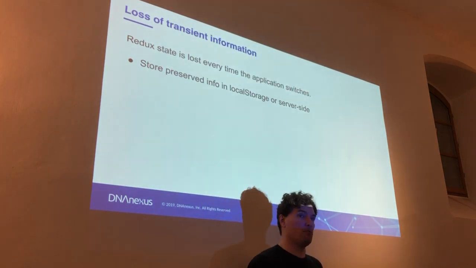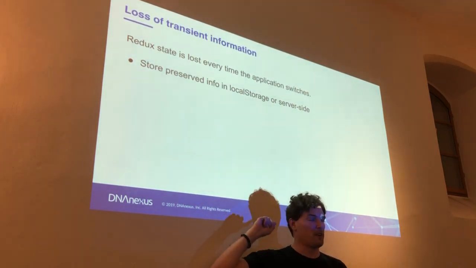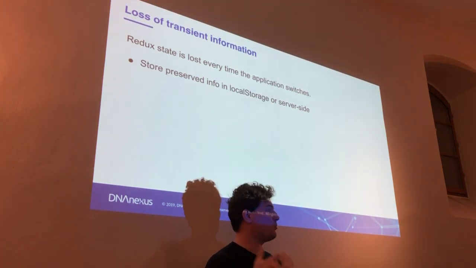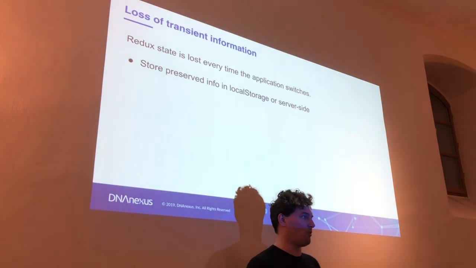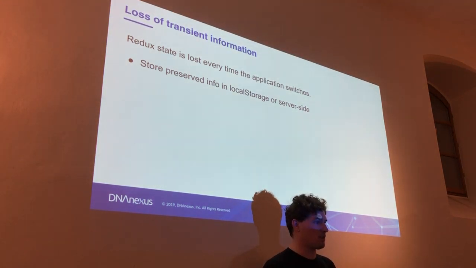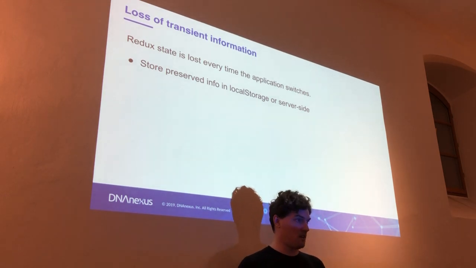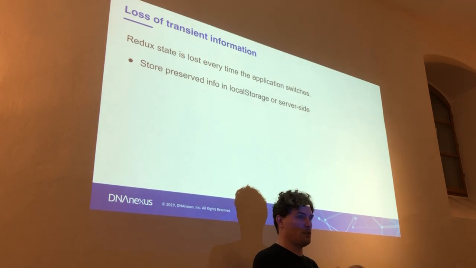And finally, one of the biggest issues is loss of transient information. Now, this is stuff like application state. Is a window or a modal open, or what path has the user taken through this application? Basically anything that's stored in Redux state or your Redux store. As soon as you switch back to the old application, it's lost.